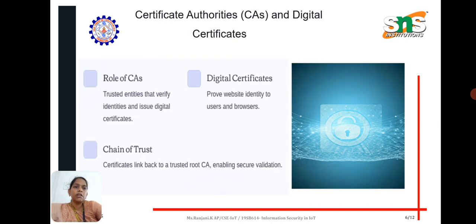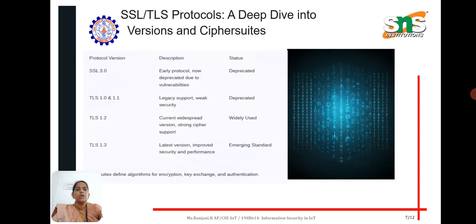So let us see the certificate authority and digital certificate. Here we cover the role of CAs, digital certificates, and the chain of trust. The role of CAs is that they are trusted entities that verify identity and issue digital certificates. A digital certificate proves the website's identity to the user and browser. The chain of trust means certificates link back to a trusted CA, enabling secure validation. These are a deeper dive into the cipher concepts we explained before.